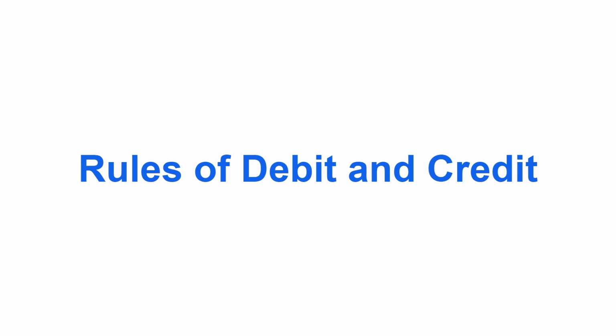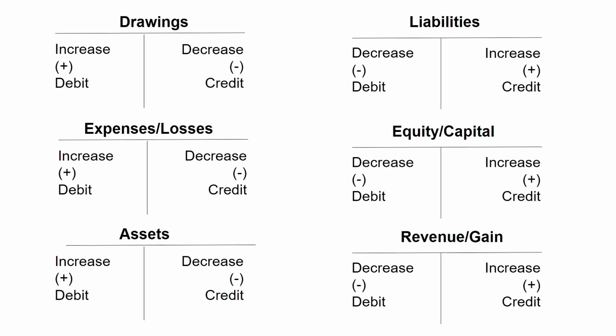Rules of debit and credit. Before we jump into examples, it is important to understand how different types of accounts behave. Every account in accounting fits into one of the six categories: assets, liabilities, equity and capital, expenses and losses, revenue and gains, and drawings.